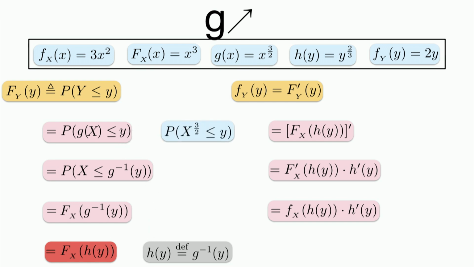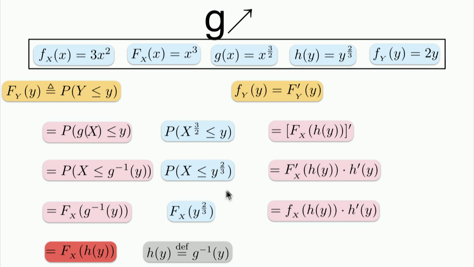Here we have the probability that g of x is less than y. So that's the probability that x to the 1.5 is less than or equal to y. We wrote this as the probability that x is less than g inverse of y. That's the probability that x is less than y to the 2/3. Notice this is exactly the steps we had before. This is equal to F_X of g inverse of y, so this is just F_X of y to the 2/3. And this y to the 2/3 is h of y. So it's F_X of h of y.